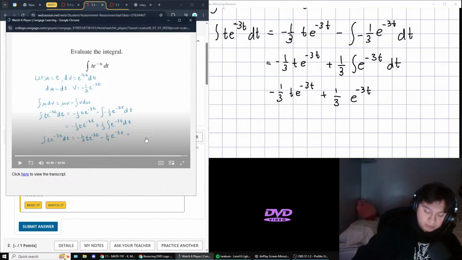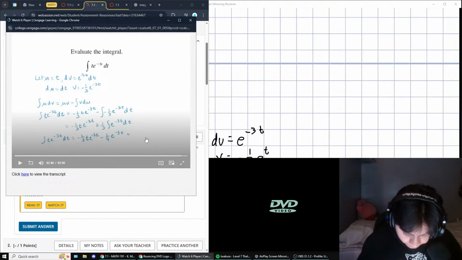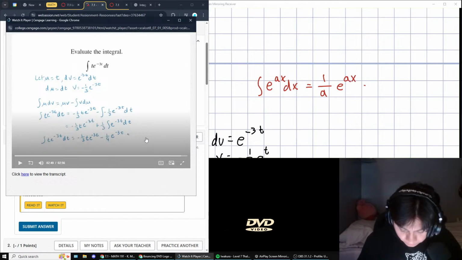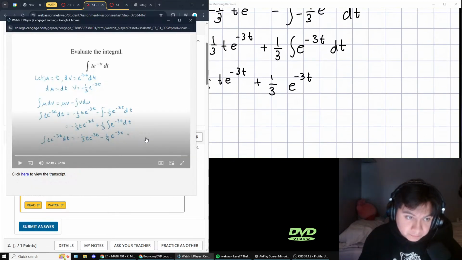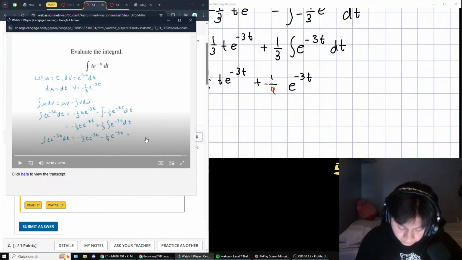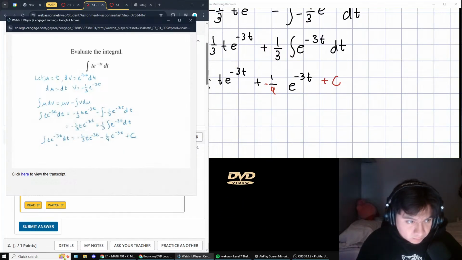Oh, wait, that's not a rule I knew of. Okay, so I did not know this was a thing, but the integral of e to the ax dx is equal to 1 over a e to the ax plus C. Which is why you bring it down and then you get negative 1/3. Plus C. So here's an evaluation of the integral.